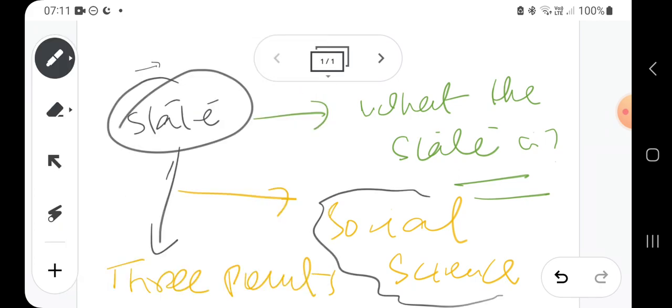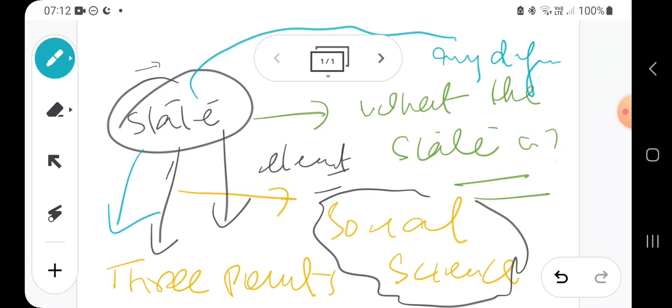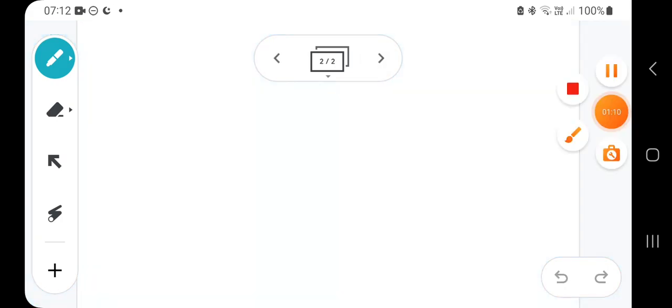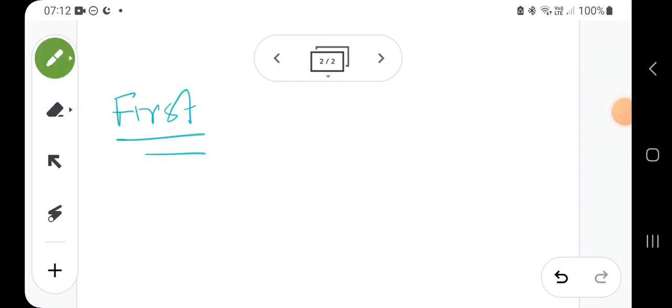Where it is claimed that those 3 elements or 3 points should include in any definition of the state. Okay, so we're just going to look at those and maybe reflect a bit on those 3 points. The first point: states, among other things, is a set of institutions.